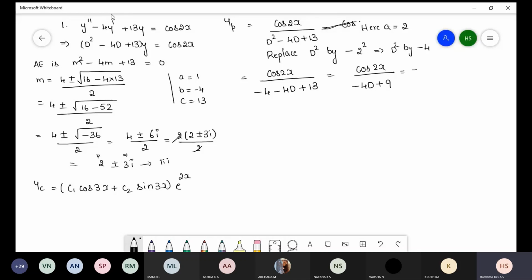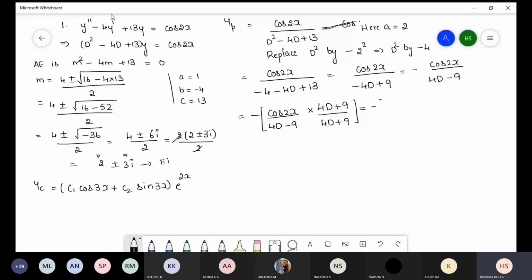So what I will do, I will take the minus sign as common from the denominator. So cos 2x divided by 4D minus 9, so minus cos 2x divided by 4D minus 9. So what should be our rationalization for both numerator and denominator? Divide and multiply by 4D plus 9, because we have here minus, so opposite sign, 4D plus 9. So I write minus outside.